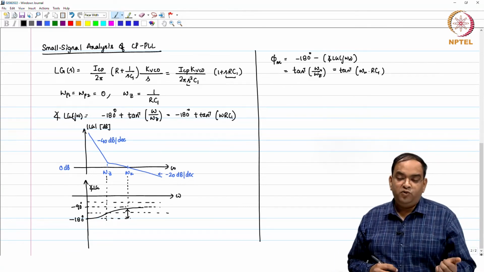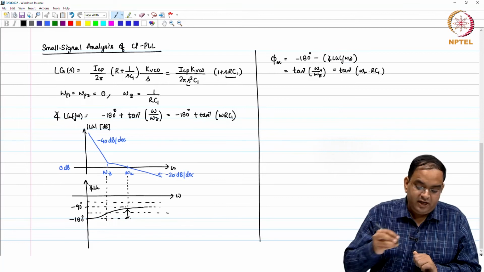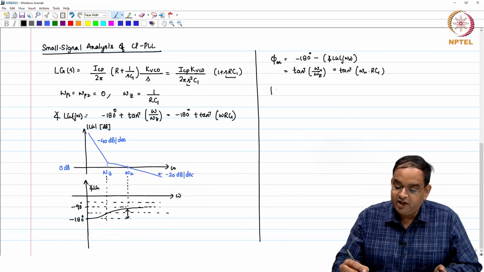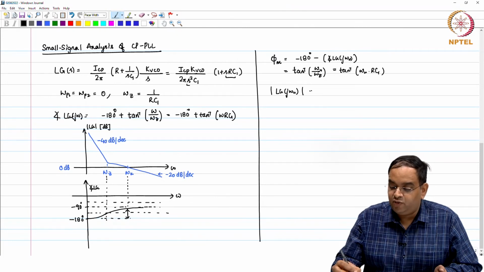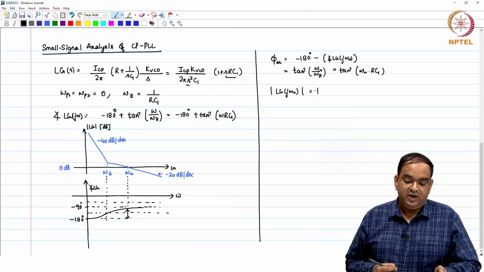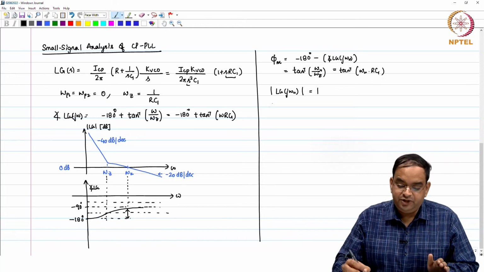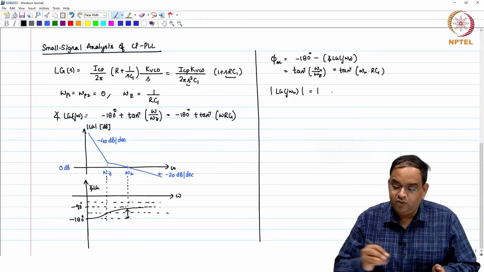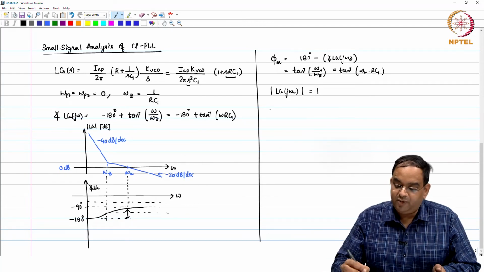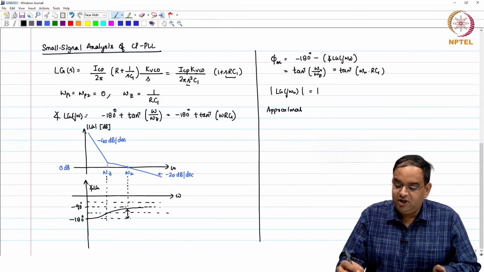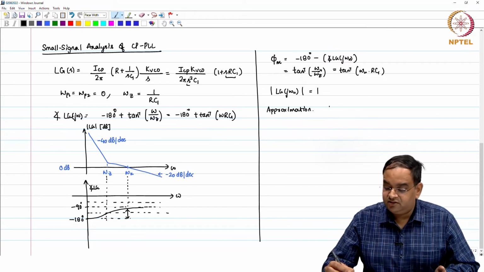Okay. Now, how do we know what is omega u? Well, to find omega u, you can very well find omega u such that the magnitude of loop gain is equal to 1. Right, you substitute it back, you will find what is omega u, or the other way is an approximate way. So, you can do an approximation, quite often it works. An approximation is magnitude of loop gain is equal to 1 implies.